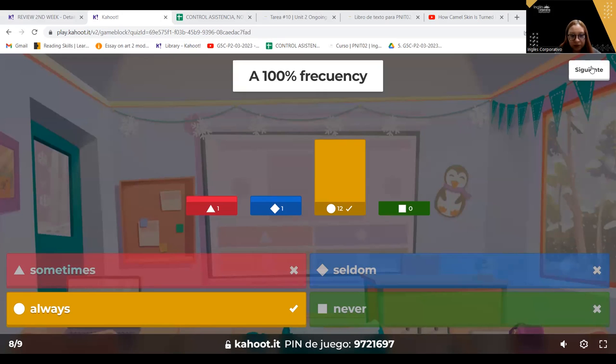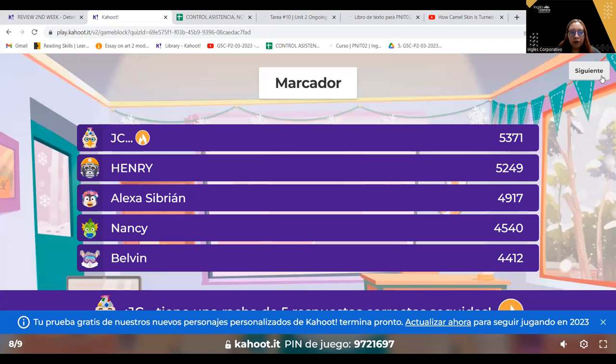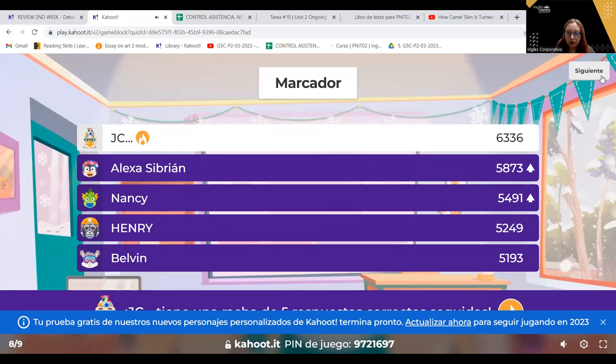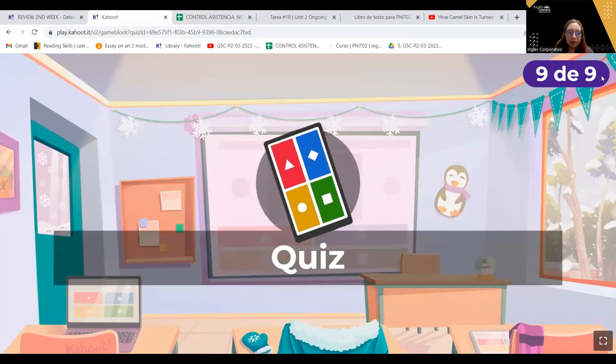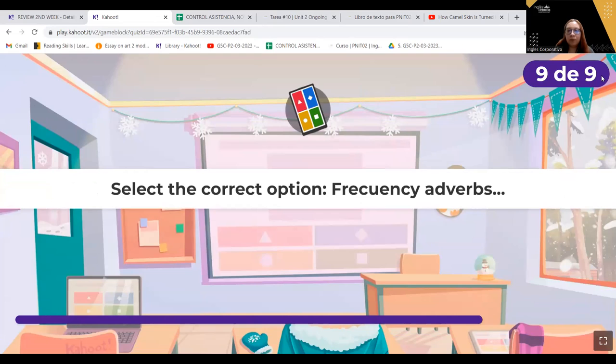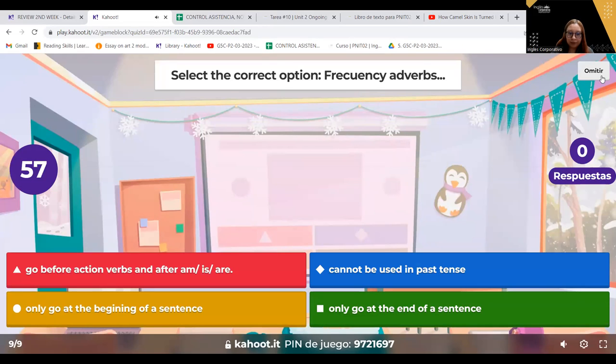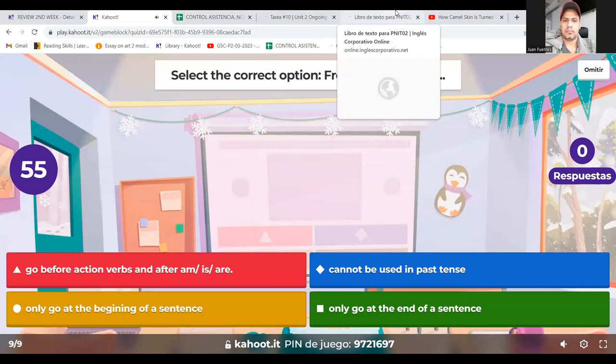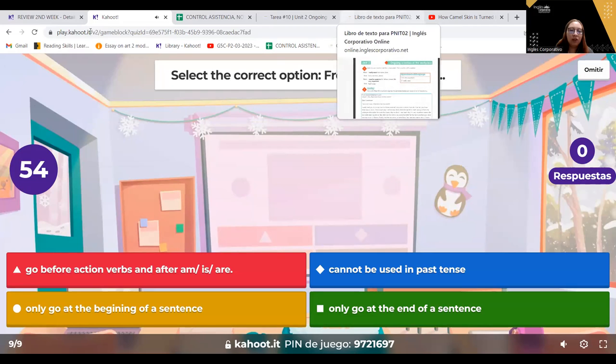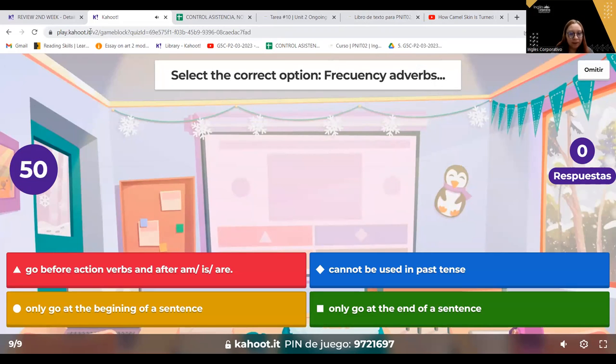Always. 100% frequency, it's always, right? 0% frequency sería never. 90% sería sometimes. Y casi cerca del cero, seldom, right? Así que en este caso, always, it was the right answer. Okay, let's see how we're doing. Y vamos a la última. Select the correct option, frequency adverbs.